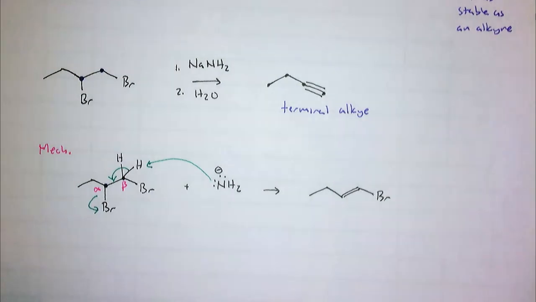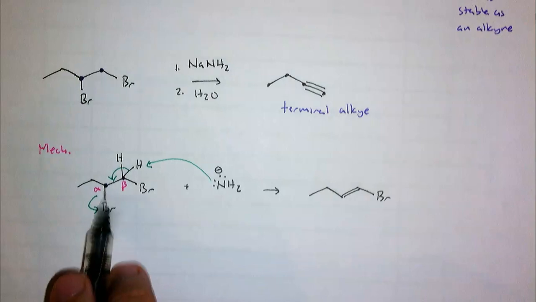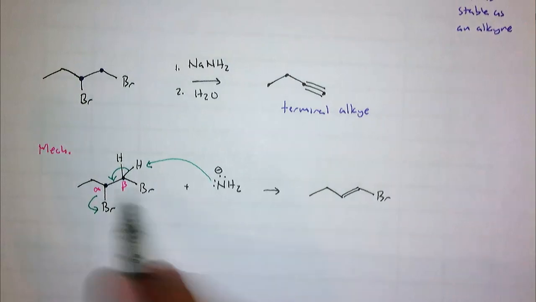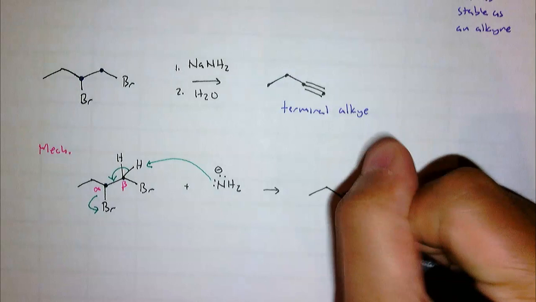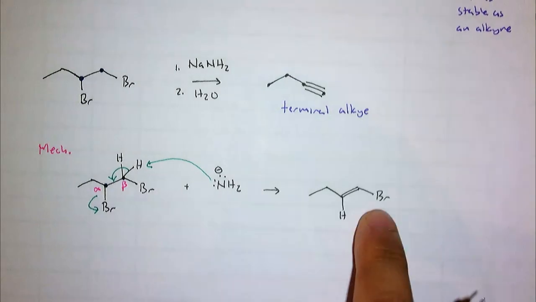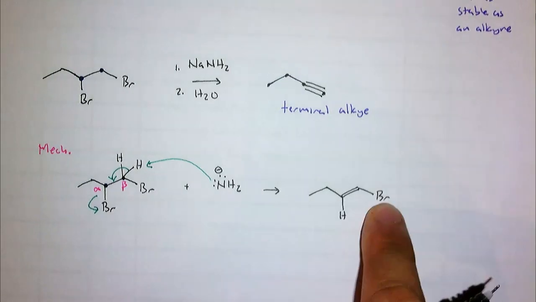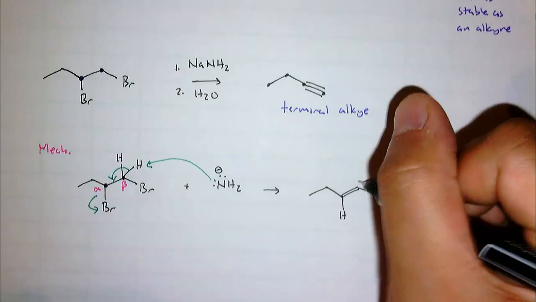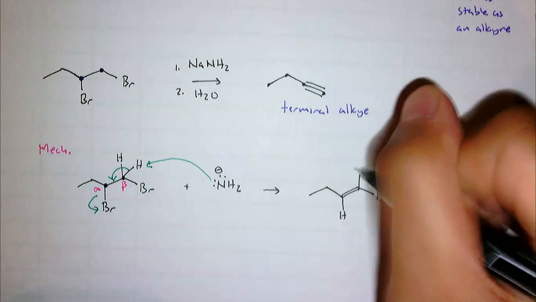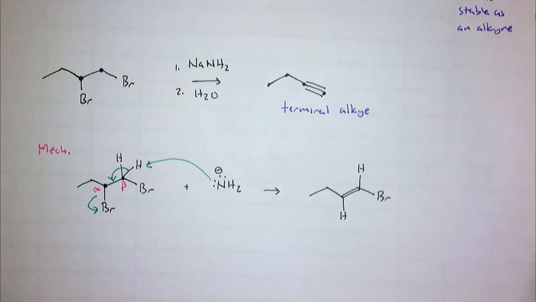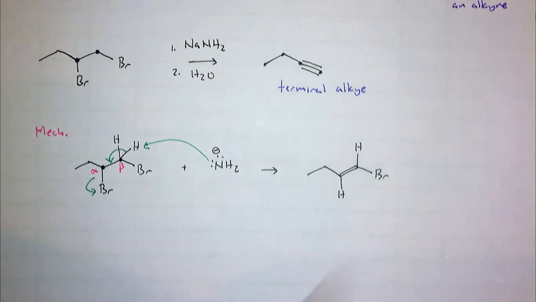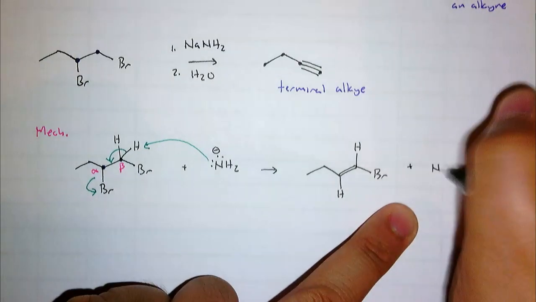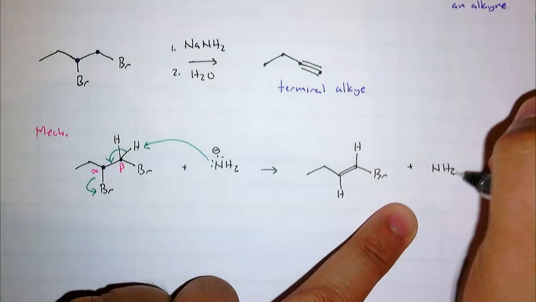Okay. So this is still good because on this carbon, right here and right here, we have a hydrogen. That hydrogen we need to help kick out this bromine, right? Because this hydrogen is beta to this bromine. Now we did have one hydrogen left over. You don't have to draw it, but I'll draw it just so we can keep track of it. Okay. Plus NH3.